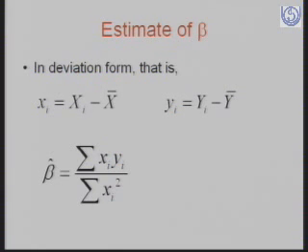Once beta cap is estimated, once I get an estimate of beta, then the estimate of alpha is simple. I can find out the average of the sample. Y bar equals alpha plus beta x bar. On an average that holds. So if I put y bar, beta cap and x bar into the equation, automatically I get alpha. So that is the alpha cap. The estimates of both the parameters are available to us in this method.